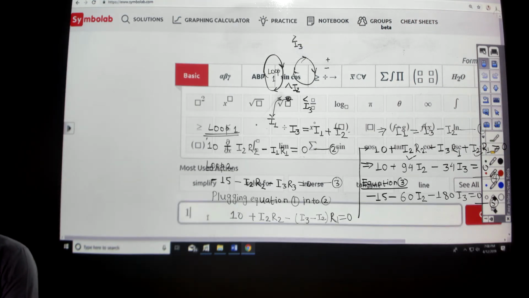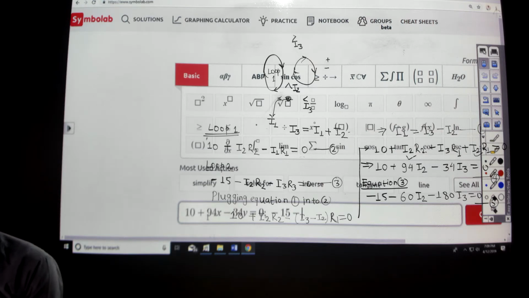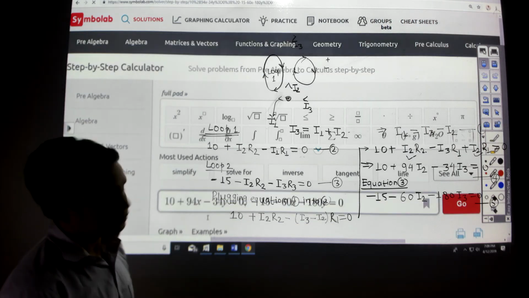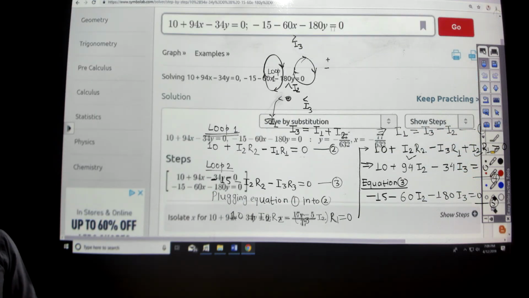The first equation is 10 plus 94x minus 34y. This is equal to 0. And then you have minus 15 minus 60x minus 180y. This is equal to 0. Now hit the enter button, and it solves for you. It might look a little bit mixed up here, so this is how I typed in all the equations. Once you type in, this is the solution you get.